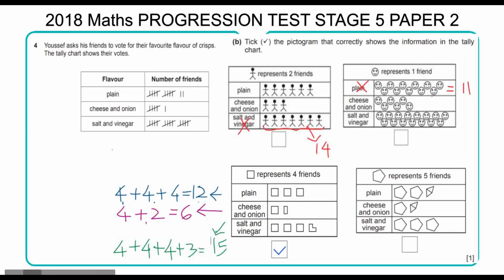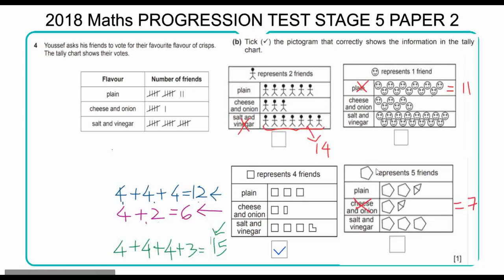And the next one, pentagon represents 5 friends. For cheese and onion, this is 5 plus 2 parts of the pentagon, that is 2, equals to 7. While from the tally chart, it is 6.